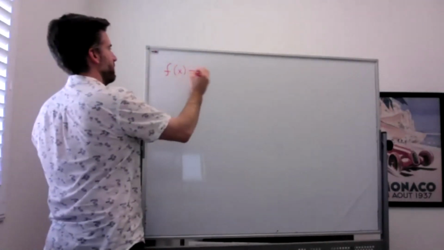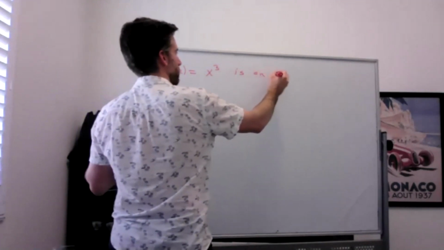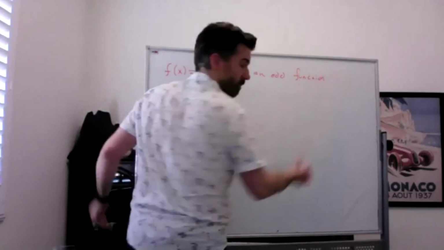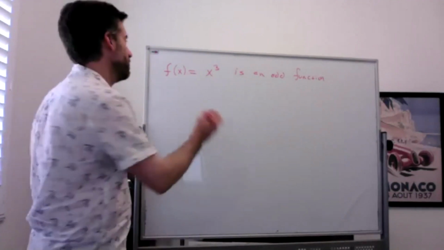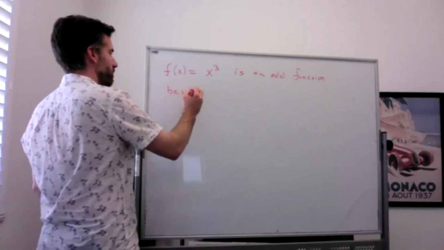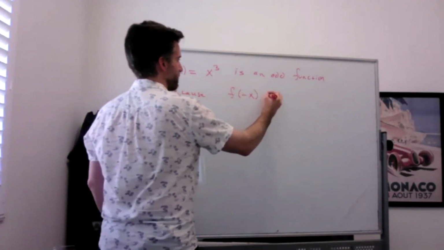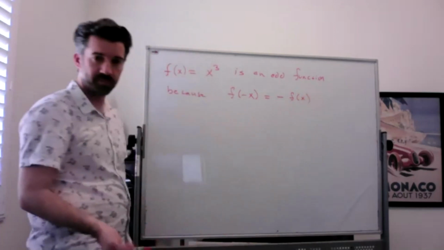Then f of x equal to x cubed is an odd function. And the way we justify something as an odd function is because f of negative x is equal to negative f of x.